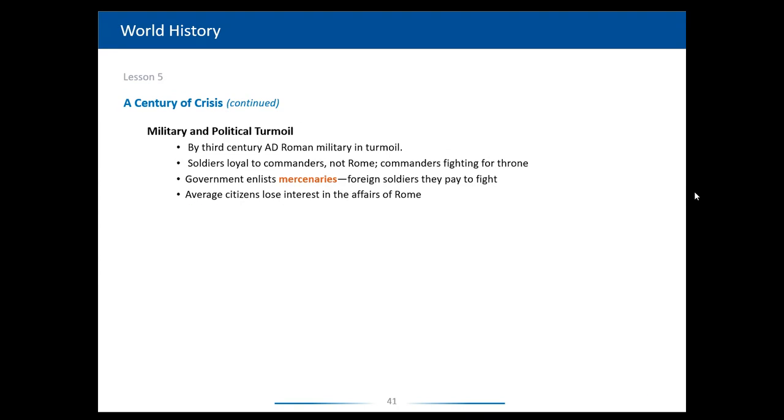Now let's look at the military and the political turmoil. By the 3rd century AD, the Roman military had turmoil. Soldiers loyal to the commanders, not Rome, began to fight for the throne with the commanders. The government enlists the mercenaries, or foreign soldiers they had to pay to fight. The average citizens lose interest in the affairs of Rome. People became apathetic.